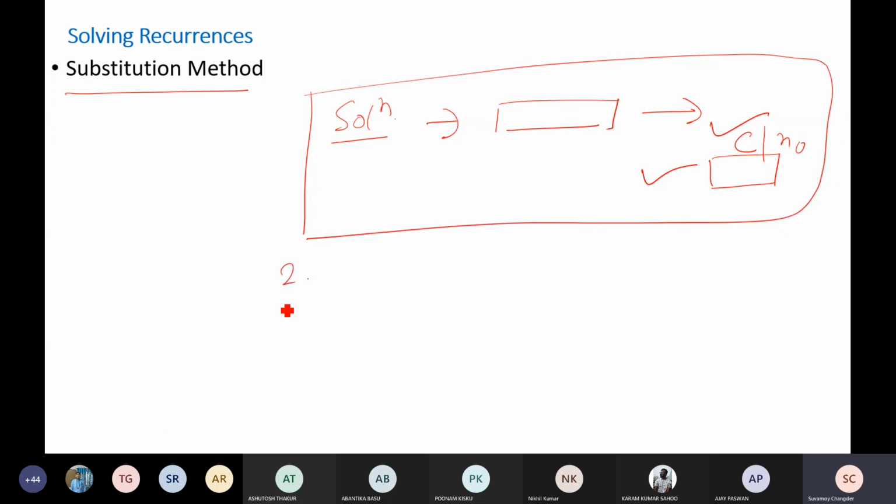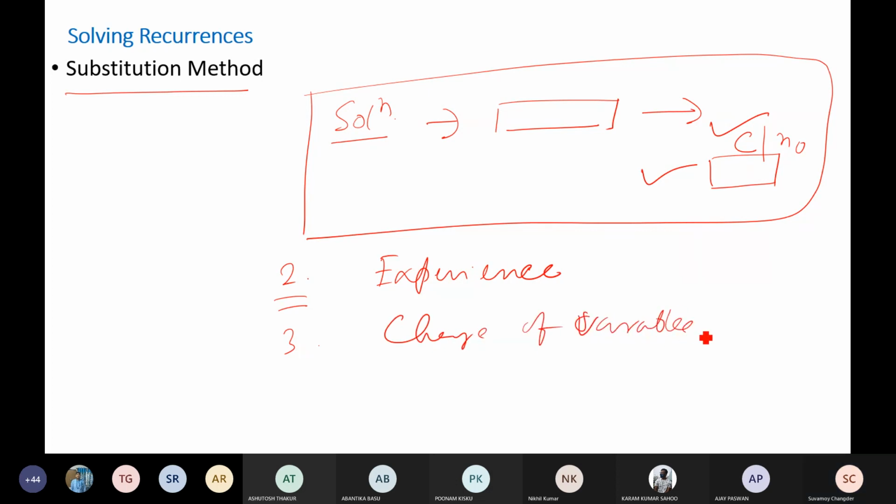Number 2, how to go for correct guessing. One is experience, and next is some tricks like change of variables and others. Another point is for guessing: suppose T(n) equals 2T(n/2) + n and you don't have any experience. Then what can we do?